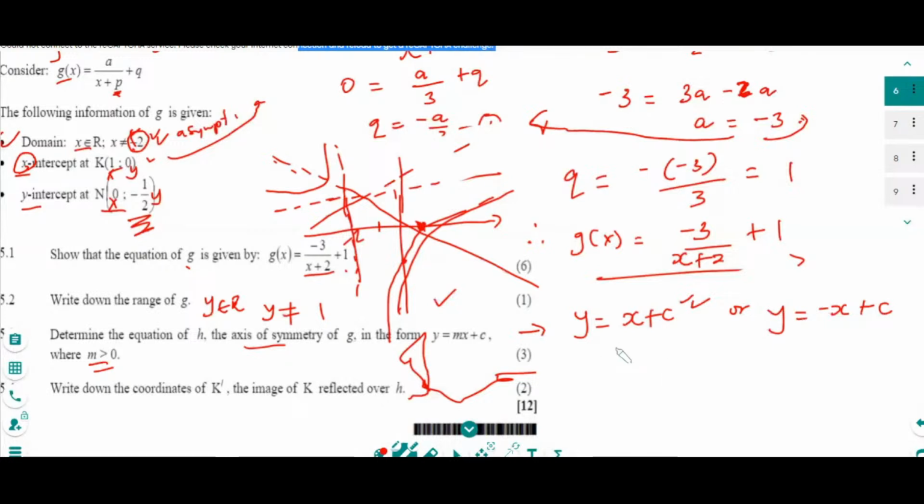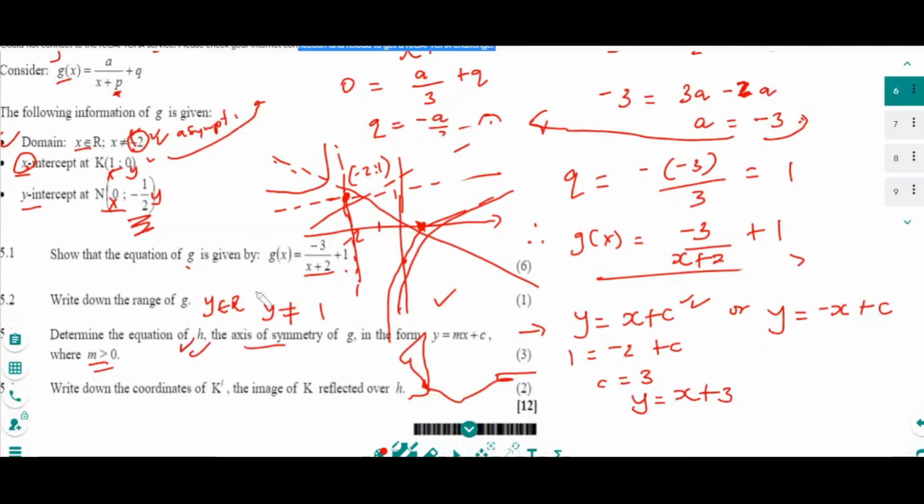To get this equation, just use the coordinates of the intersection of the asymptotes. They're intersecting at -2 and 1. So y is 1, x is -2, plus c, which means c is 3. And the equation becomes y equals negative x plus 3.